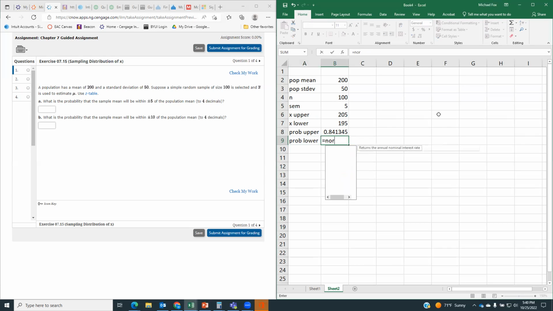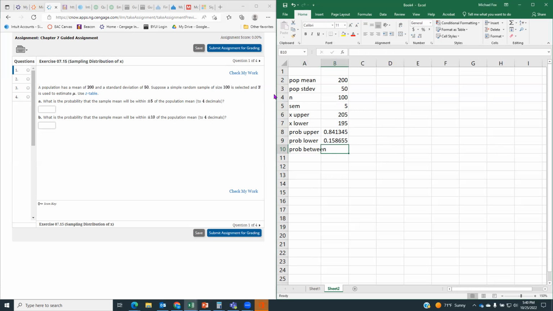And do the same thing here, norm.dist. My value of x is now going to be the x lower. The mean is going to be my population mean. The standard deviation is I'm going to use my standard error of the mean. I'm going to hit true. So the probability then that it is 195 or lower is 0.1587, okay? So the probability that it's between those two, because that's really what the question is asking.